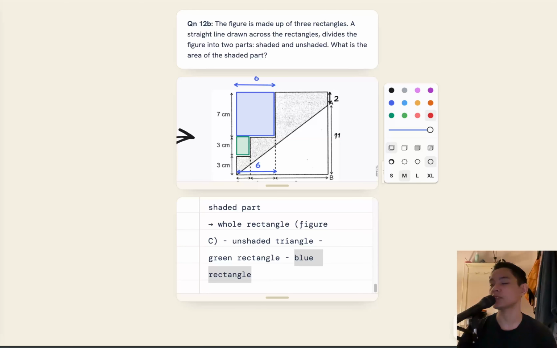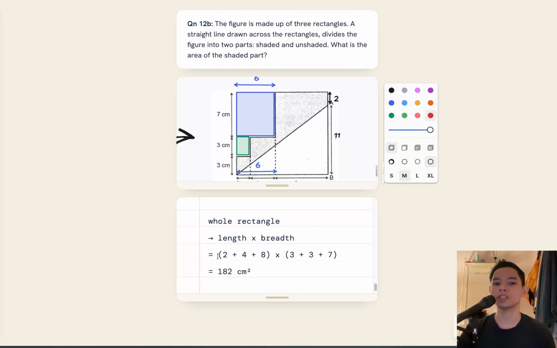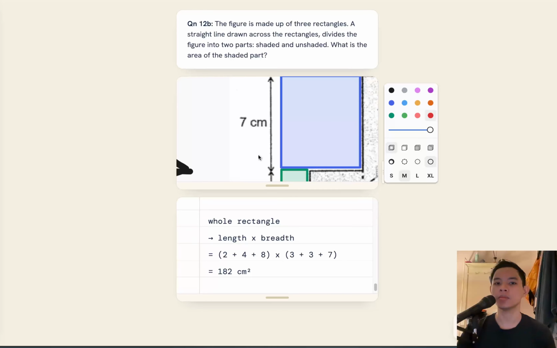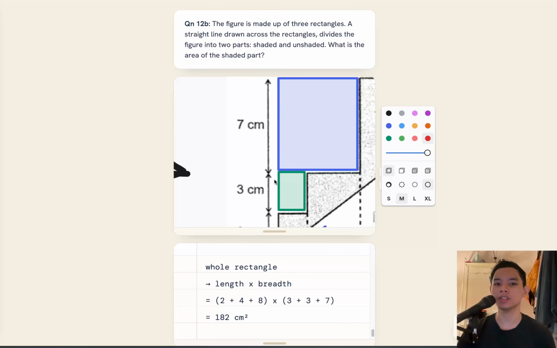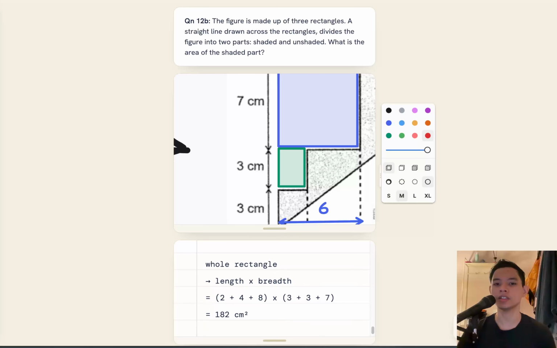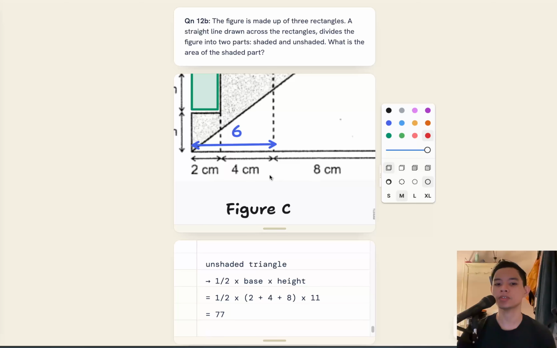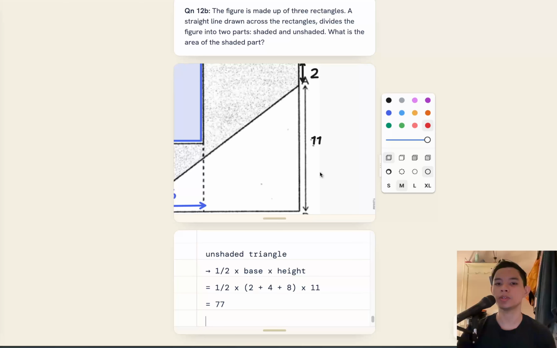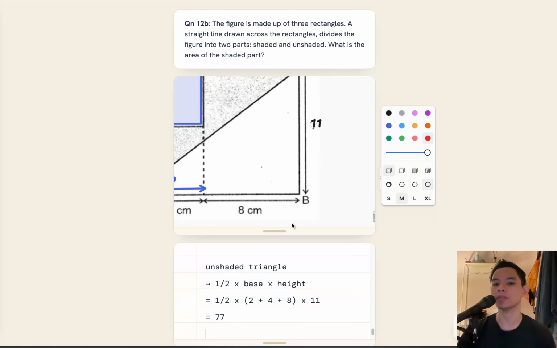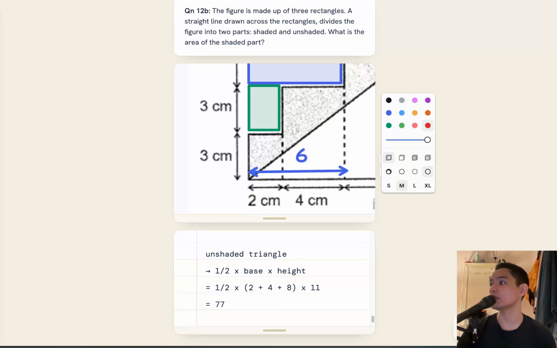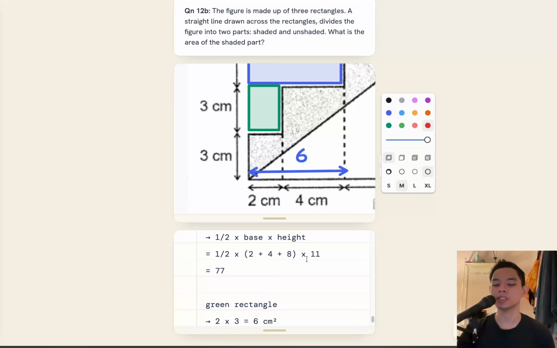So the first thing is, let's find out the whole rectangle, which is length times breadth. So you just calculate the length 2 plus 4 plus 8 and the breadth 3 plus 3 plus 7, and this will give you 182. And the second part is we want to find the unshaded triangle. So half times base times height. So half of this base 2 plus 4 plus 8 times height. Earlier we calculated 11 for AB. That will be 77. Then the next part is we want to find the green rectangle over here. The green rectangle is pretty straightforward. It's just 2 times 3, and this will be 6 centimeters squared.